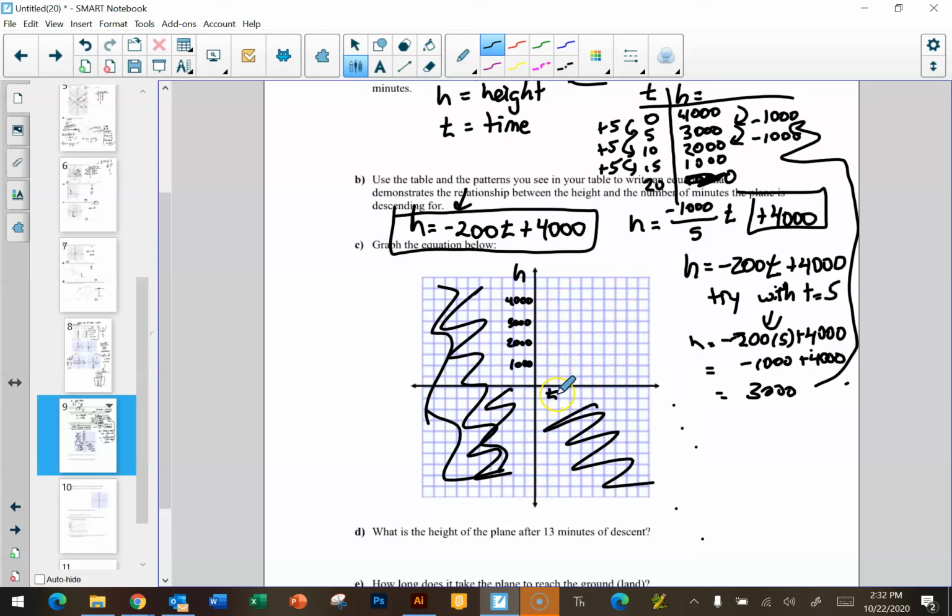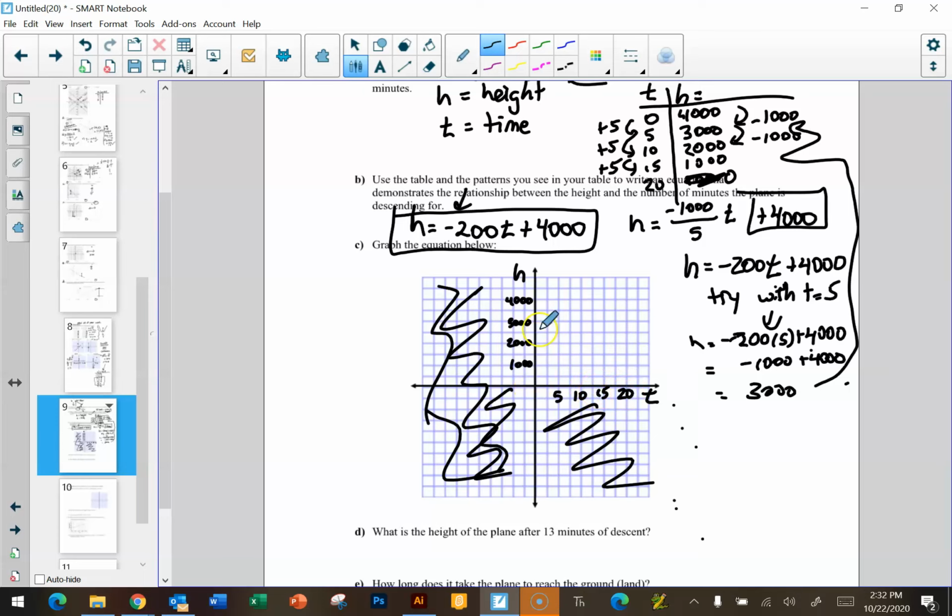All right, so this is t. What do we got? 5 up to 20, all right? So that would be 5, 10, 15, 20. So I'll make my units every 2 boxes is 5 minutes. And it has to be consistent, right? So 2 boxes to 5, 2 boxes to 10, 2 boxes to 15, 2 boxes to 20. Now I can graph this.